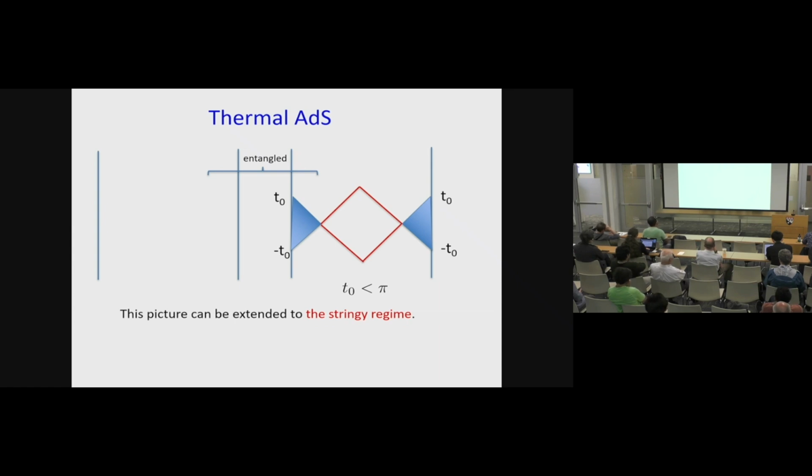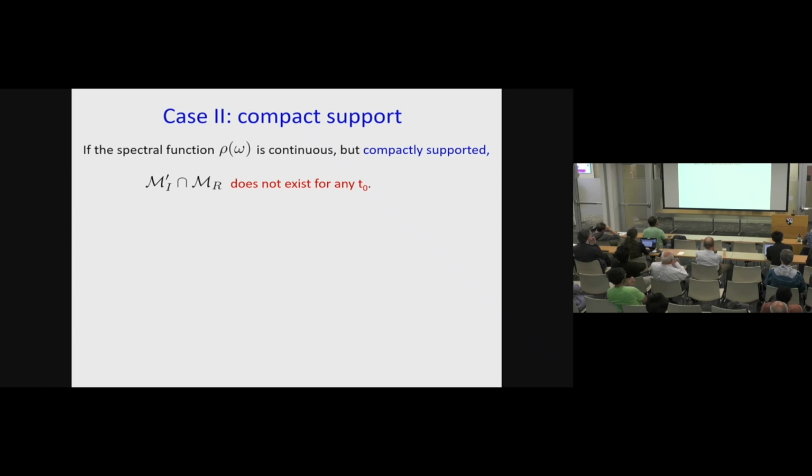Another simple example is that suppose your rho(omega) spectral function has a continuous spectrum. The earlier example was discrete, but only compactly supported, only in a finite region on the omega axis. In this case, you find that this object does not exist for any value of T0. So the horizon is also, of course, empty.